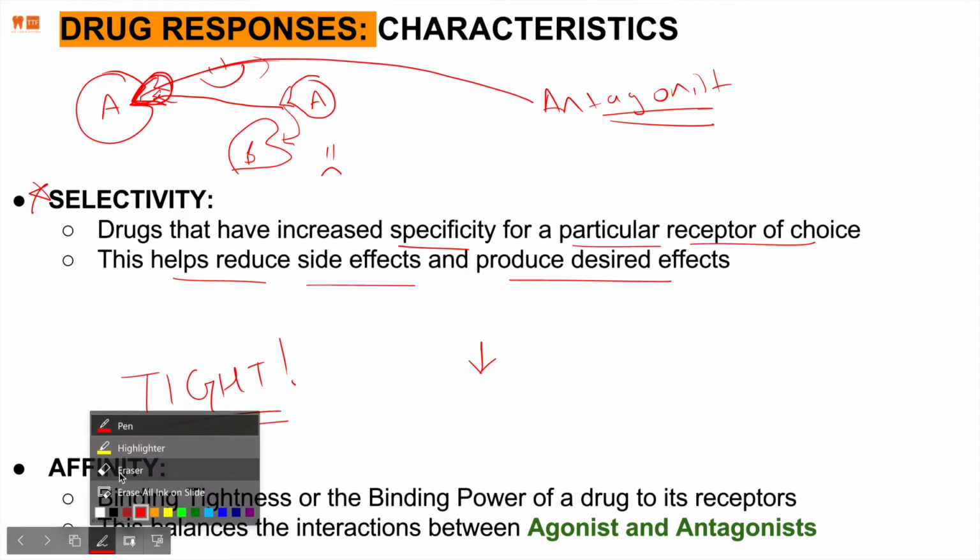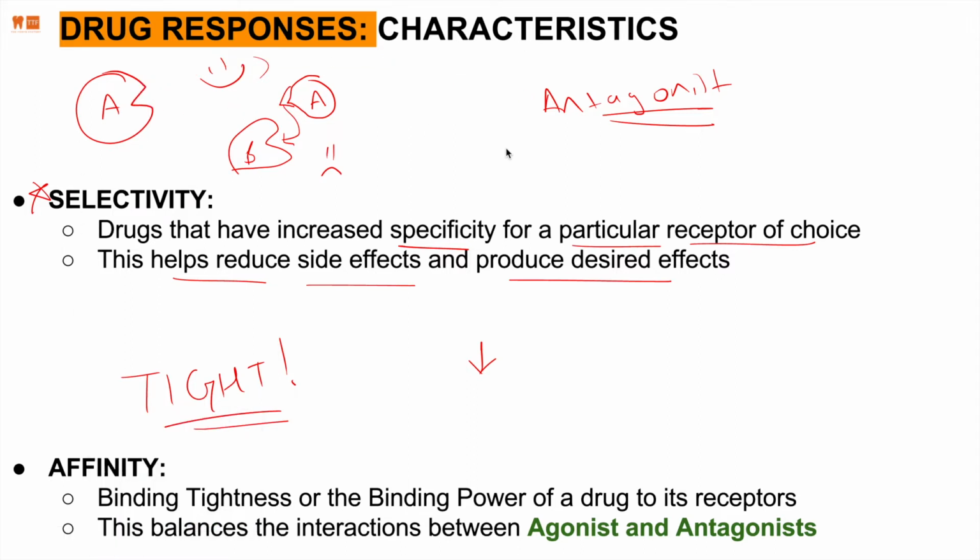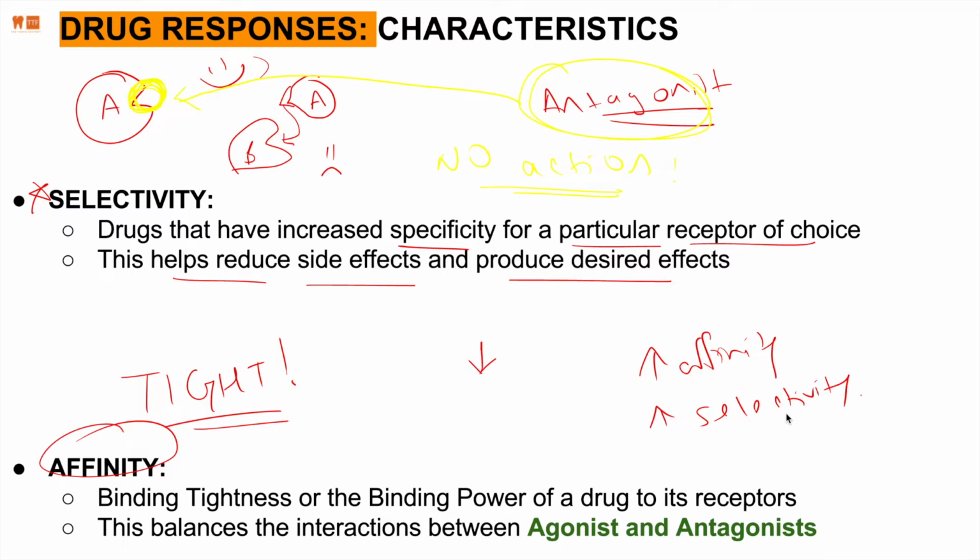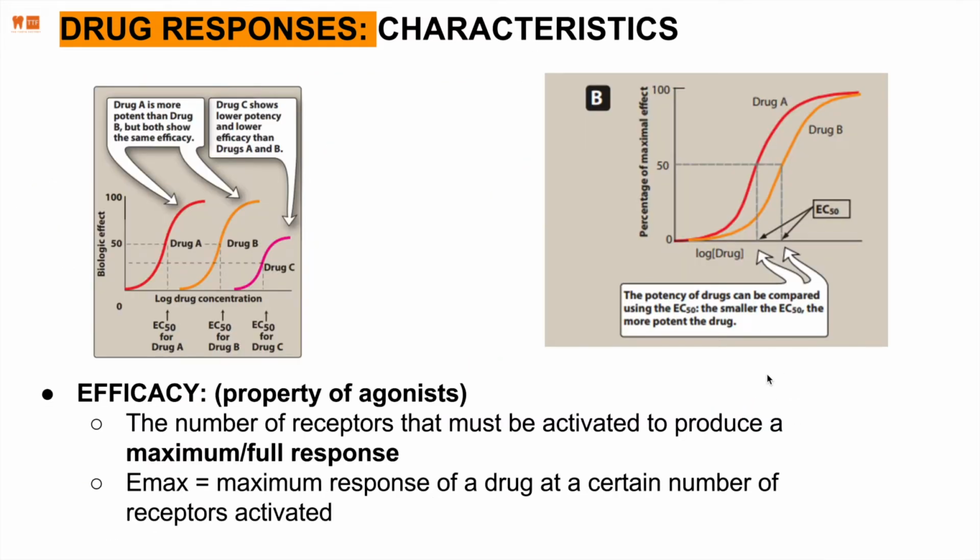We are then going to see a detachment here, and then an antagonist is going to sit here. Now, if an antagonist sits here, then we have no action. Agonist is useless. So to maintain the balance between agonist and antagonist, a drug must have a very high affinity. So we want high affinity and we want a high selectivity.